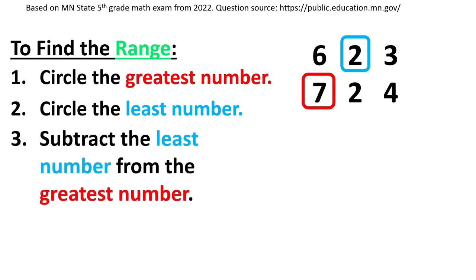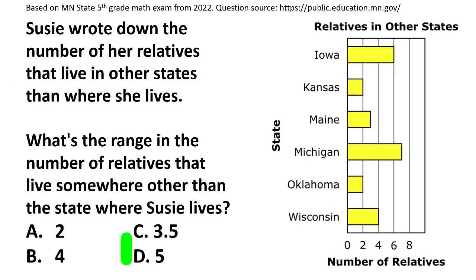The third step is to subtract the least number from the greatest number. In this case, that means subtracting 2 from 7, which equals 5. That means the range in the number of relatives that Susie has that live in different states than where she lives is 5. The correct answer is D.